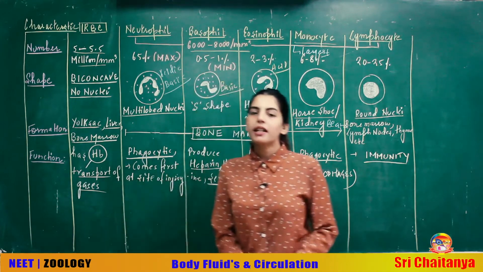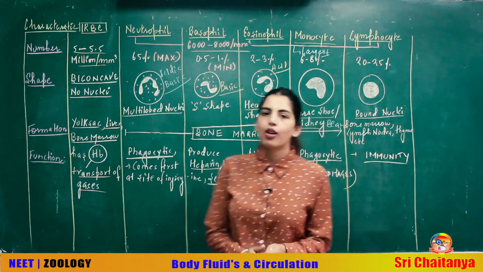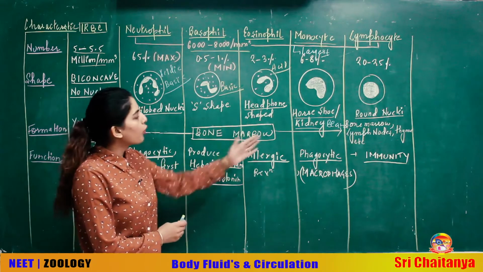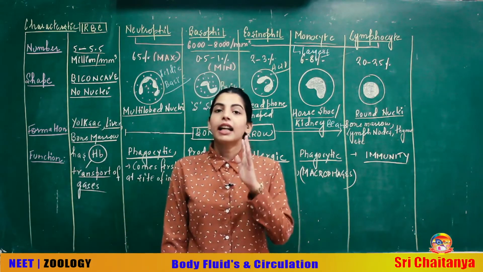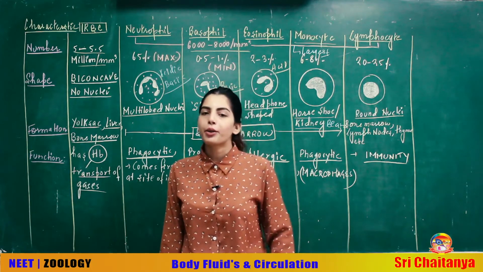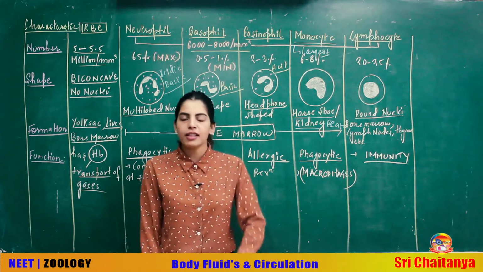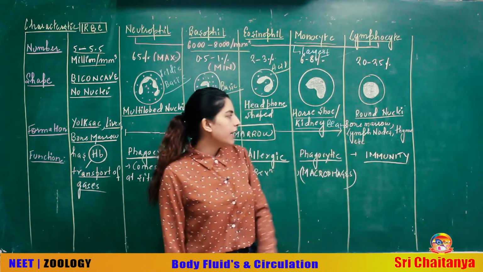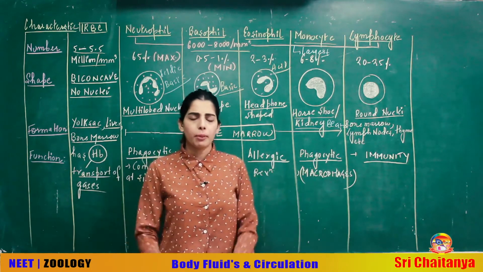Talking about the white blood cells, bone marrow is common for all. Neutrophils, bone marrow; basophils, bone marrow; eosinophils, bone marrow; monocytes also bone marrow. But talking about lymphocytes, they are not only formed in the bone marrow, they can be formed in other lymphoid organs like the tonsils, the thymus, or the lymph nodes. That's what I have mentioned as the site of formation.